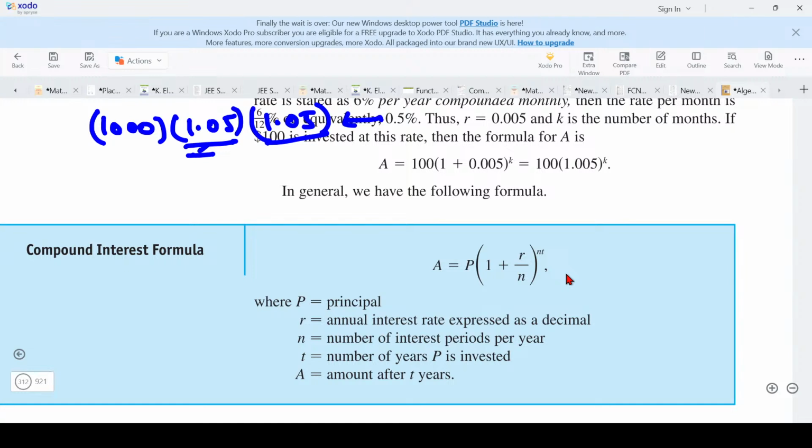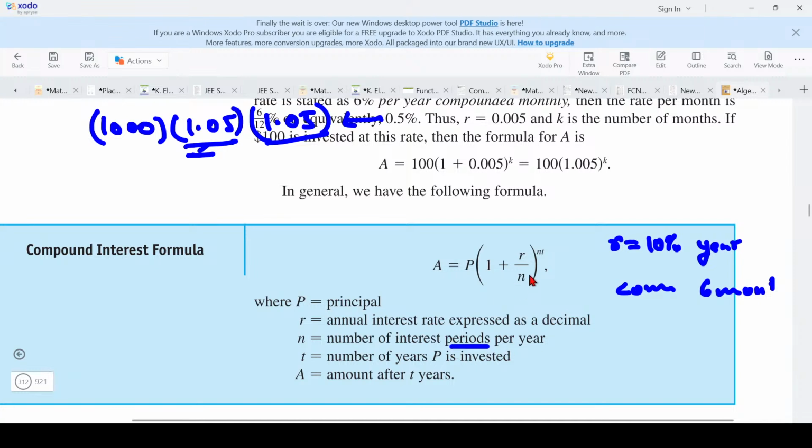Okay. Let's say what we are saying. Let's take the special case. R is 10% per year. Okay, sir. Now, let's say compounded every 6 months. What does that mean?